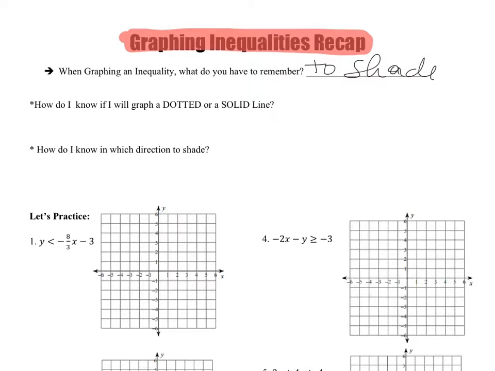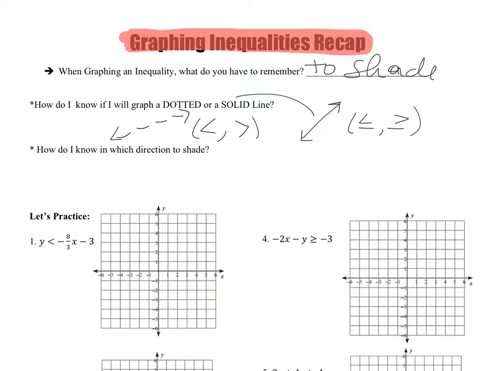So how do I know if I'm going to get a dotted line or a solid line? I'm going to get a dotted line, which looks just like this, and I use a dotted line when I'm using a less than or a greater than sign. And I'm going to draw a solid line, which looks like this, when I have less than or equal to or greater than or equal to.